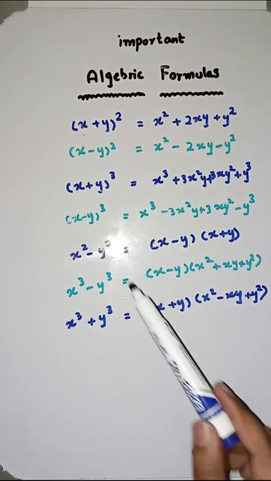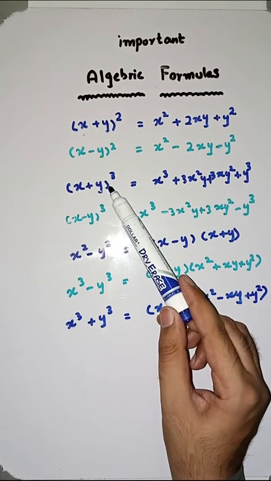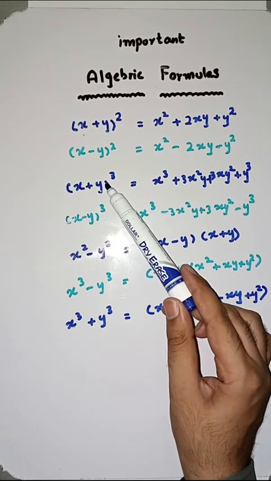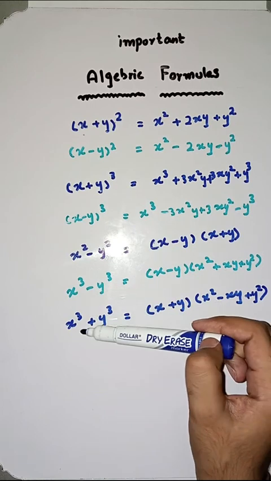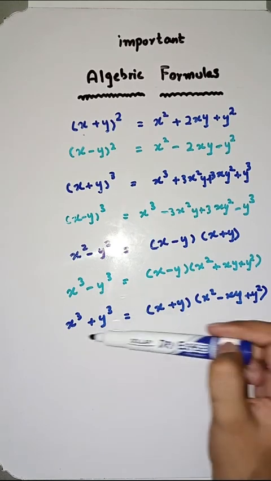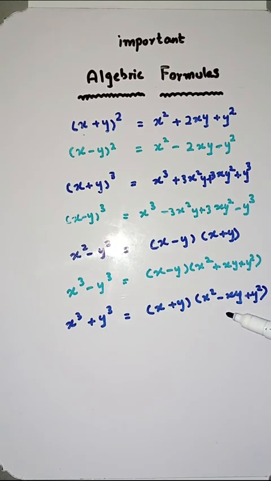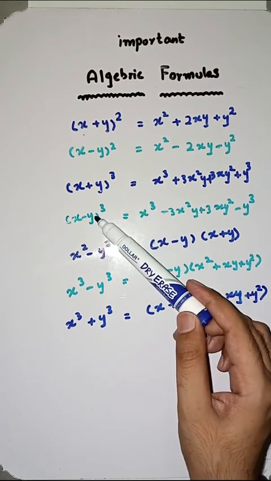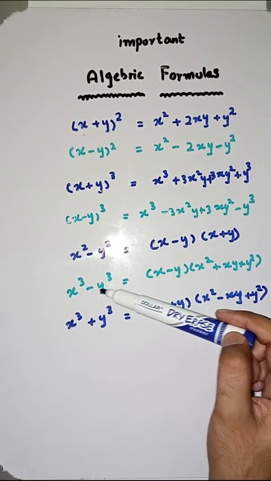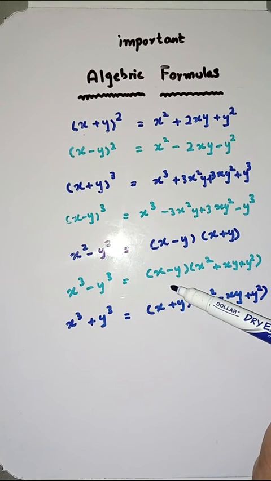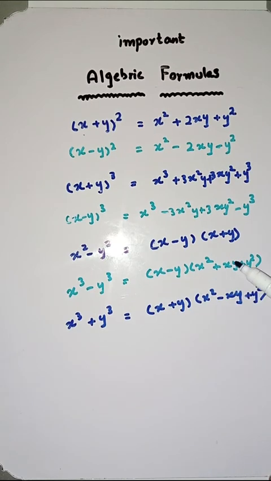cube. Then there is x cube plus y cube, which is equal to x plus y into x square minus xy plus y square, and x cube minus y cube, which is equal to x minus y into x square plus xy plus y square. So students, these are some of the basic important algebraic formulas.